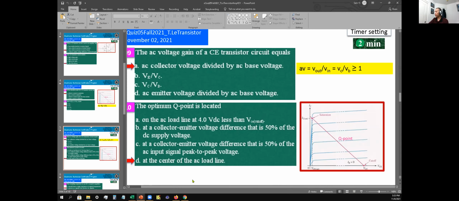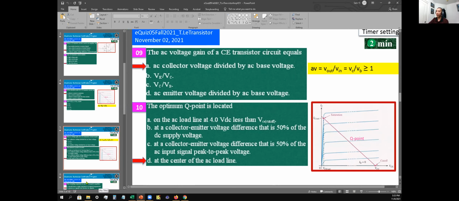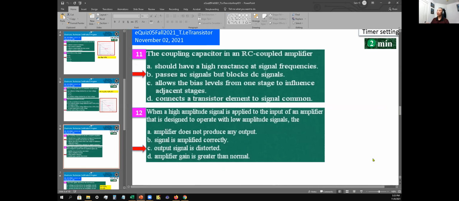Okay, so that's number 9 and that's number 10. Next set. The coupling capacitor in an RC coupled amplifier, we just said a minute ago, passes the AC signal but blocks the DC signal. That was just discussed one minute ago. So the answer is B, as in Bob, for number 11.